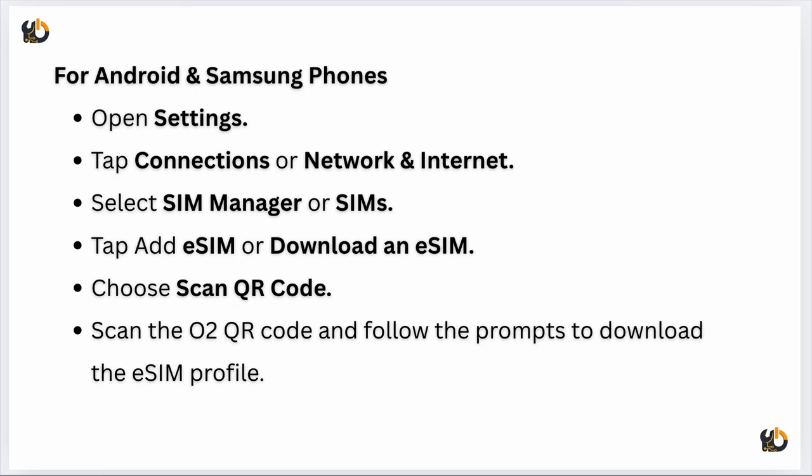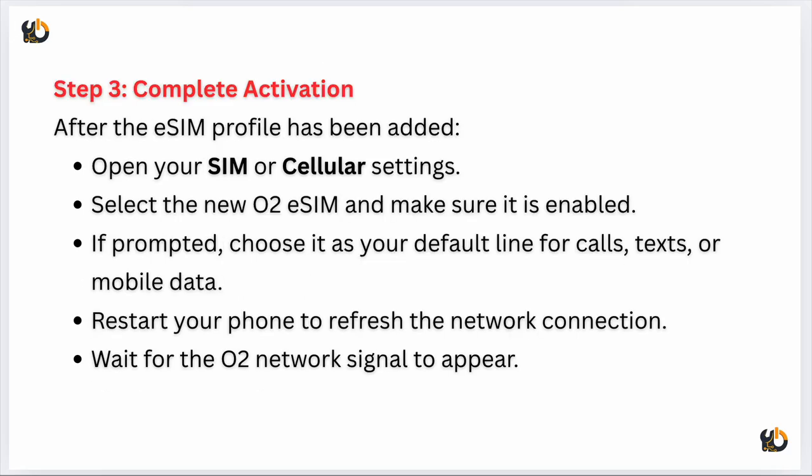For Android and Samsung phones, open the settings, then tap connections or network and internet. Then select SIM manager or SIMs. Now tap add eSIM or download an eSIM, choose scan QR code and scan the O2 QR code, and follow the prompts to download the eSIM profile.